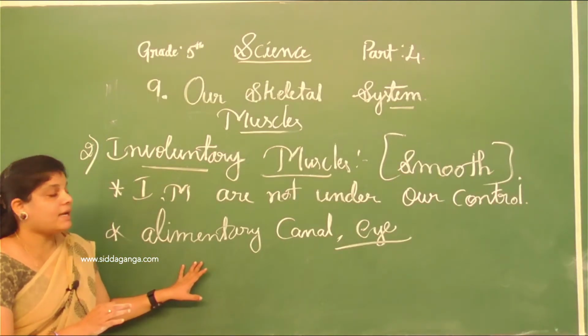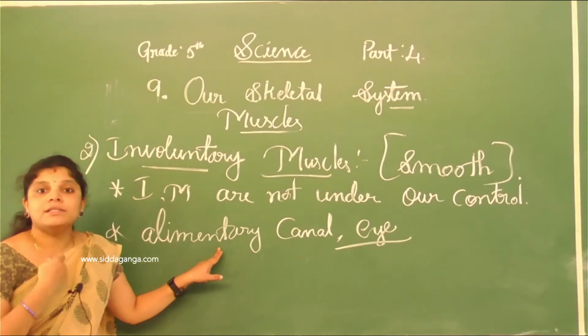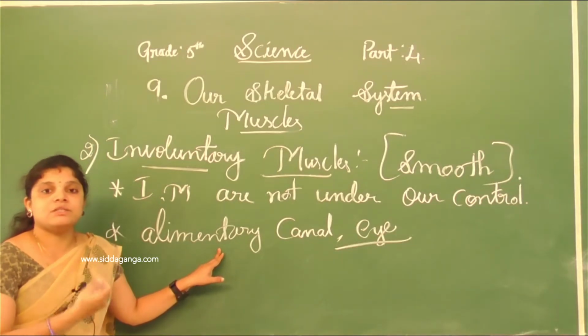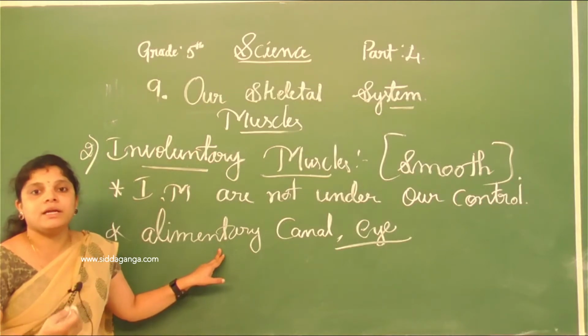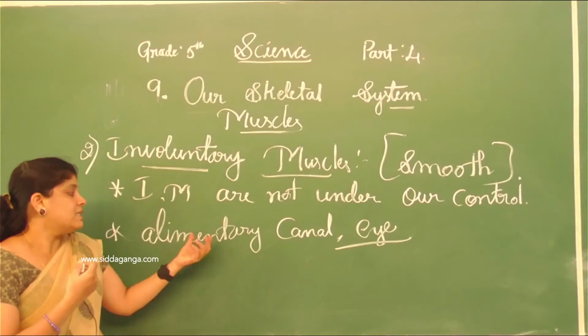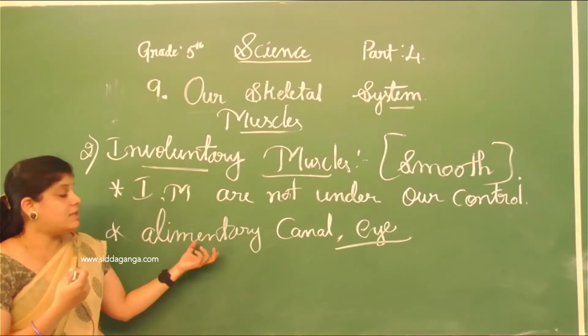So the alimentary canal means our esophagus, then stomach, large intestine, small intestine, rectum, anus. These are all one of the types of muscular organs. See, these muscles come under this alimentary canal.